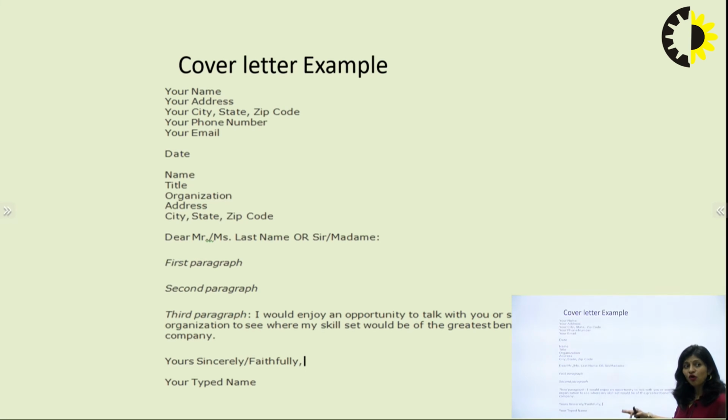After that you will write yours sincerely or yours faithfully. If you have written the name, Dear Mr. Verma, then you need to write yours sincerely. But if you have written Dear Sir or Dear Ma'am, then you need to write yours faithfully. After that write your name in brackets, put your signature, and then this is okay.